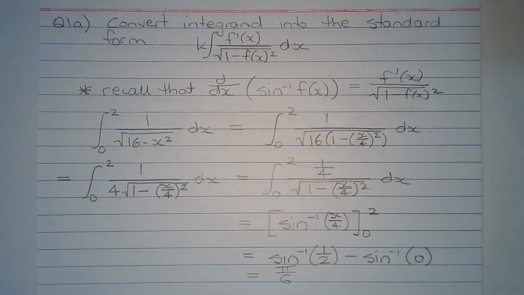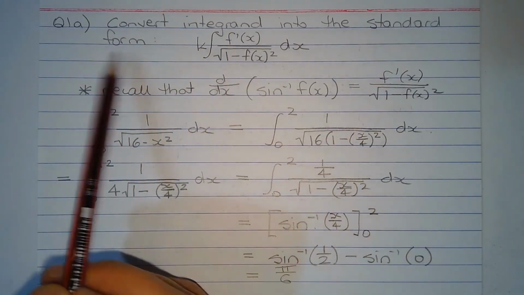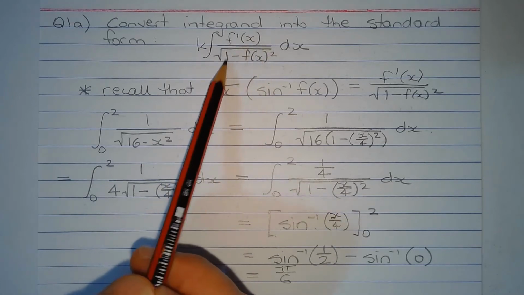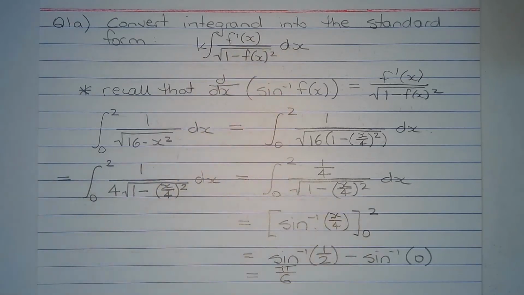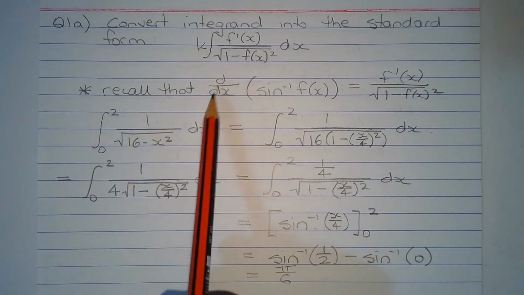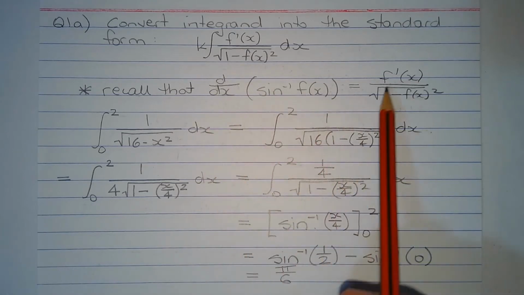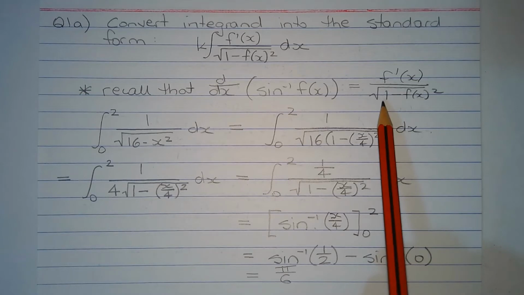The technique I'm going to apply is to convert the integrand into the standard form k times f dash of x over the square root of 1 minus f of x all squared dx, where k is some non-zero constant. And this is based on the first derivative with respect to x of the inverse sine of f of x, which by the chain rule is equal to f dash of x over the square root of 1 minus f of x all squared.